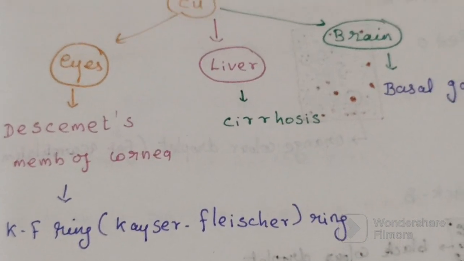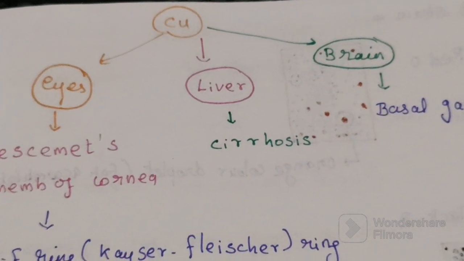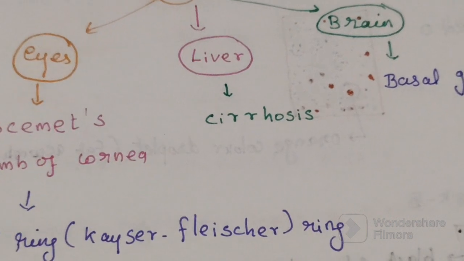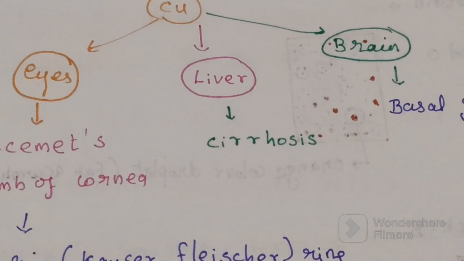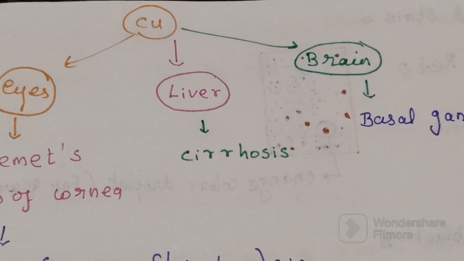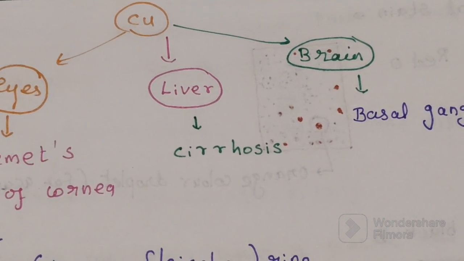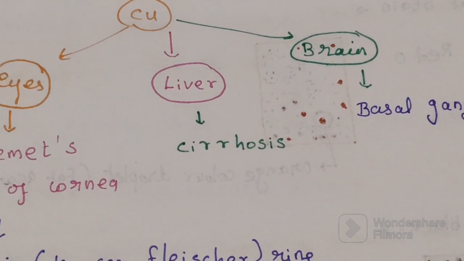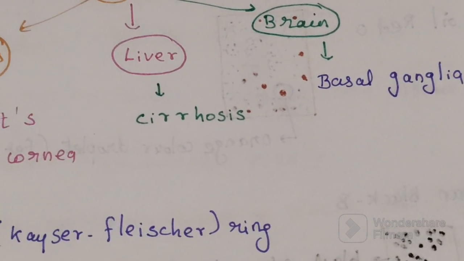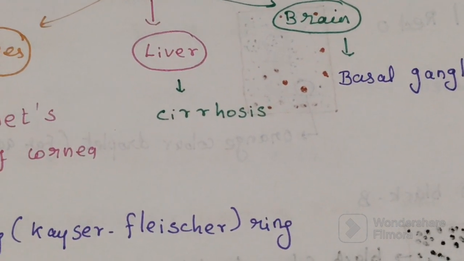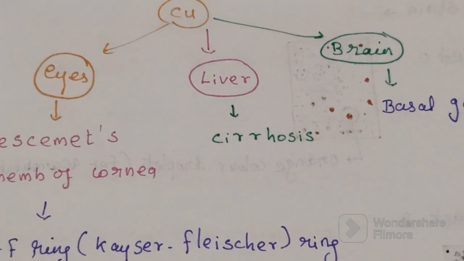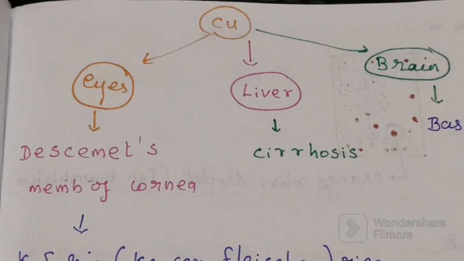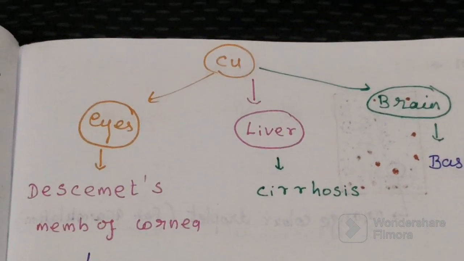Other than the eyes, copper is deposited in the liver, where it leads to the formation of cirrhosis, liver cirrhosis. And last, copper can be deposited in the brain. Which part of the brain? Basal ganglia. So ultimately Wilson disease involves a triad of 3 organs: eyes, liver and brain.